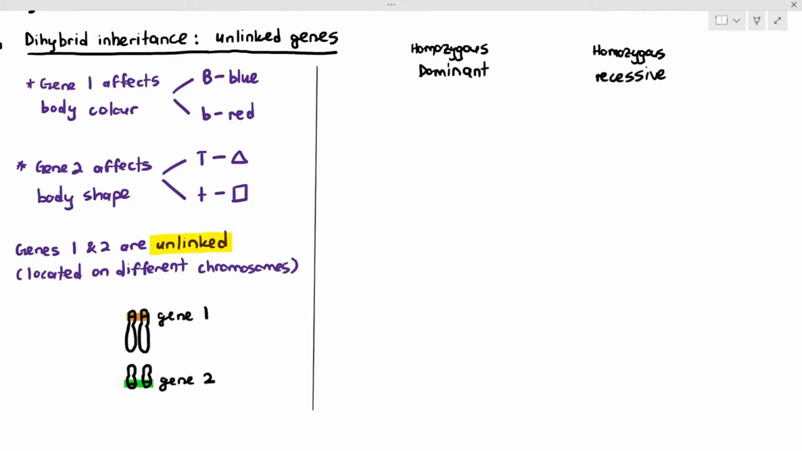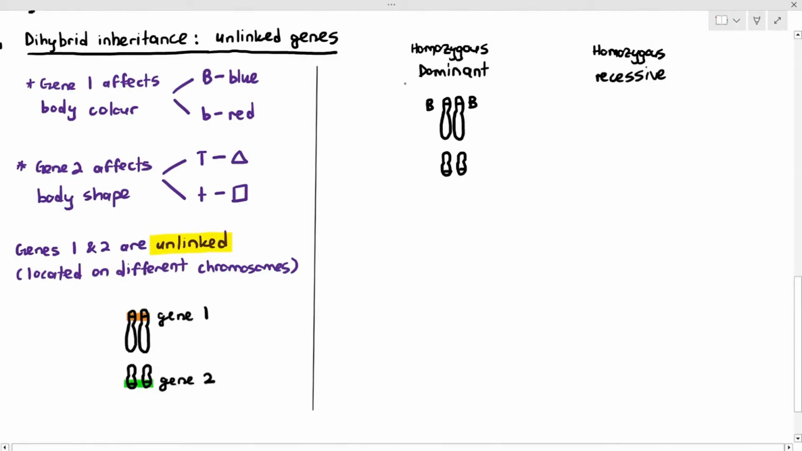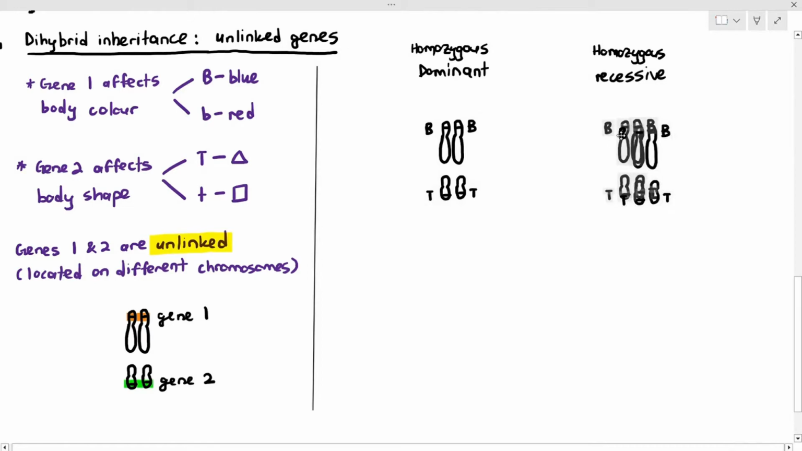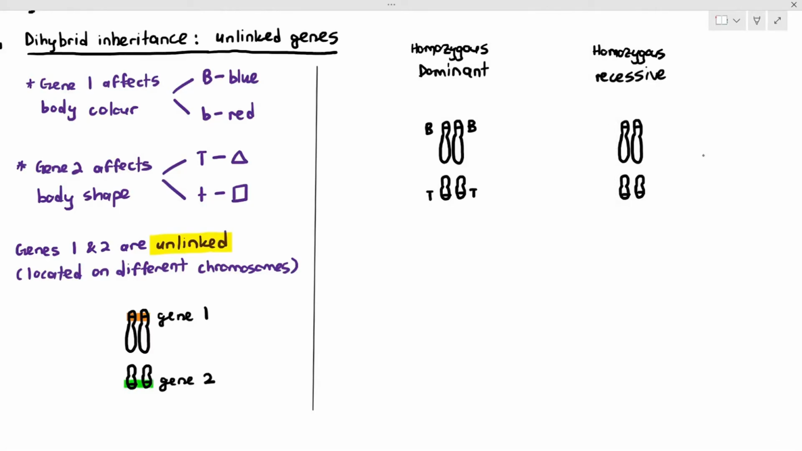Now, what does it mean by homozygous dominant? Homozygous dominant means both the alleles are the same, homozygous, and both the alleles are dominant, which means to say the organism for gene number 1 is large B, and for gene number 2 is large T. For the homozygous recessive organism, homozygous, same alleles, recessive means the smaller alphabet. So in this case over here, it is small b, small t, as you can see there.